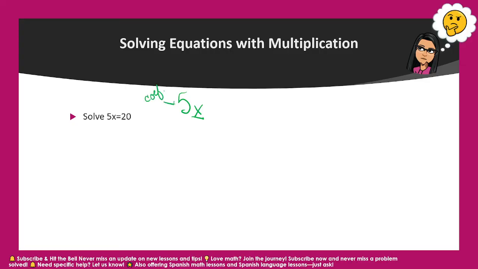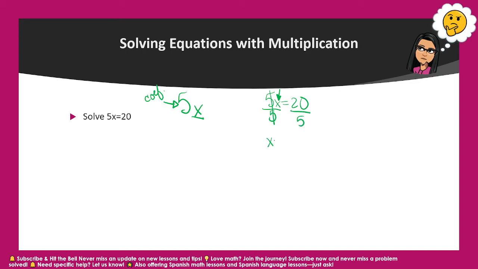Okay? The coefficients are always next to the x. Whenever they're together, that means that they're multiplying. Okay? So we have 5x equals 20. I need to isolate x. I need to leave x alone. So the 5 and the x are multiplying. What is the opposite of multiplication? Division. So that means that I'm going to divide both sides by 5.